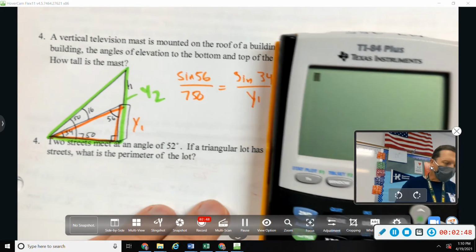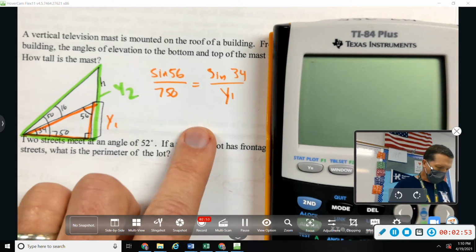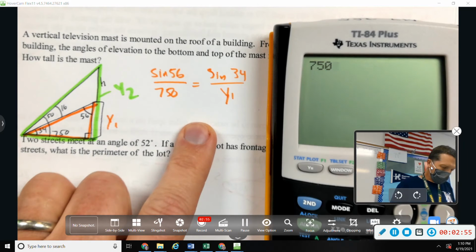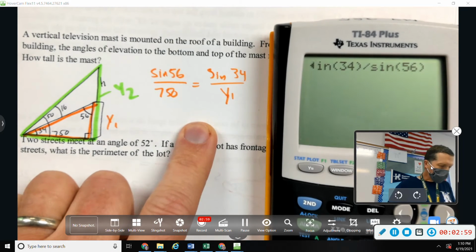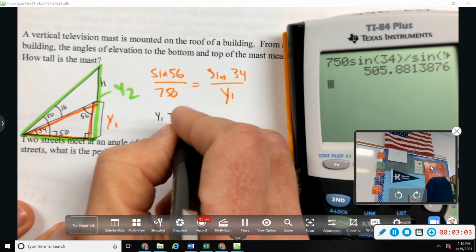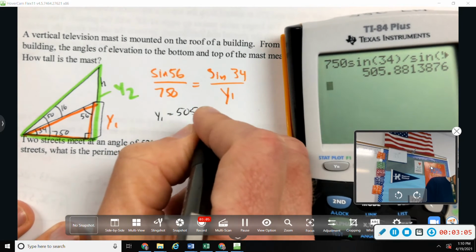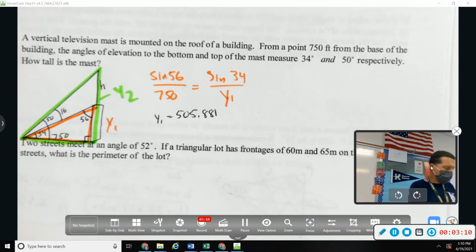Again, how much work you show is kind of up to you, but you definitely need to show that first equation so I can know your thought process. 750 sine 34 divided by sine 56. So Y1 is 505.881.